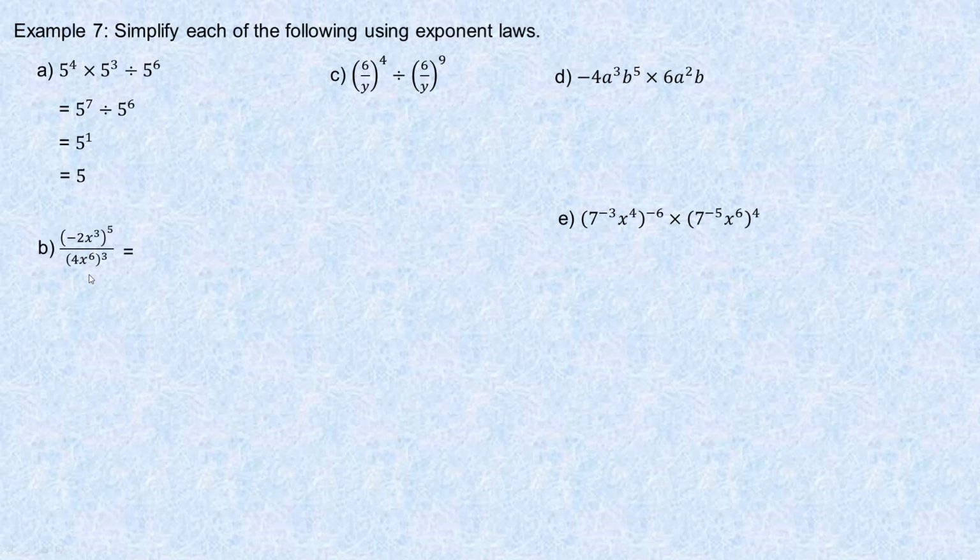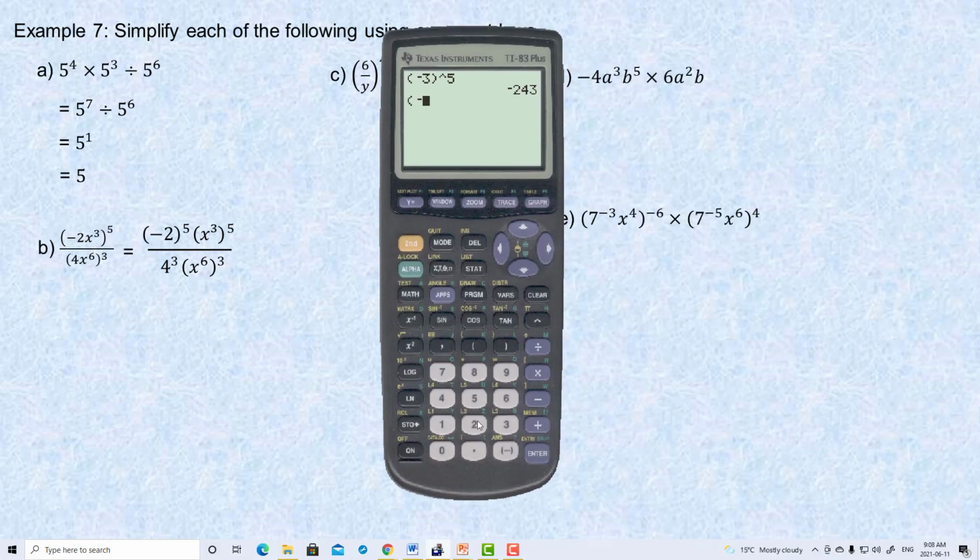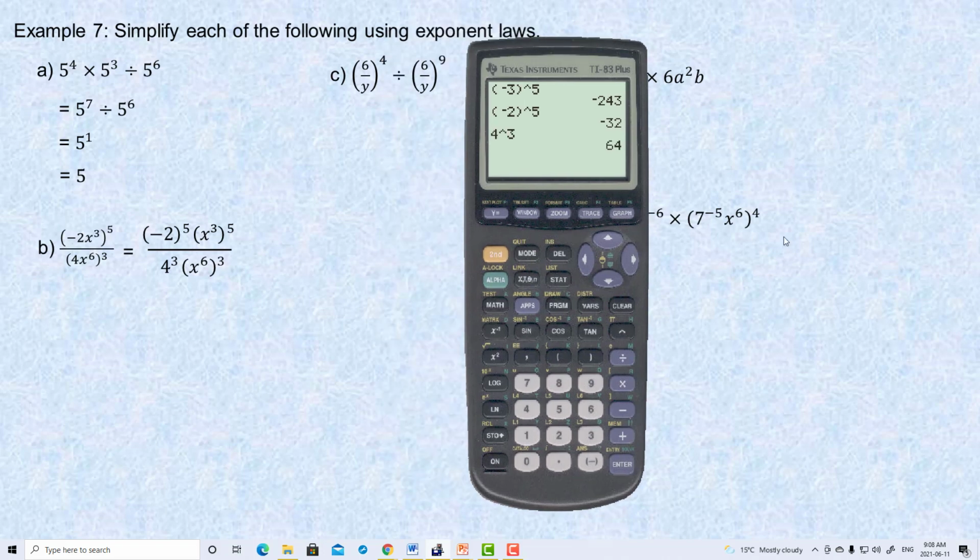In B here, we have several different parts. So everything here gets raised to the exponent 5 and everything here to the exponent 3. So I'll start with, we have negative 2 raised to the exponent 5 and also the x cubed. And then in the denominator it would be 4 cubed and then x to the exponent 6 and then cubed. So I'll evaluate this. Negative 2 to the 5th, I know it's negative 32, but just want to show you. So that's negative 32, and in the denominator 4 raised to the 3 is 64.